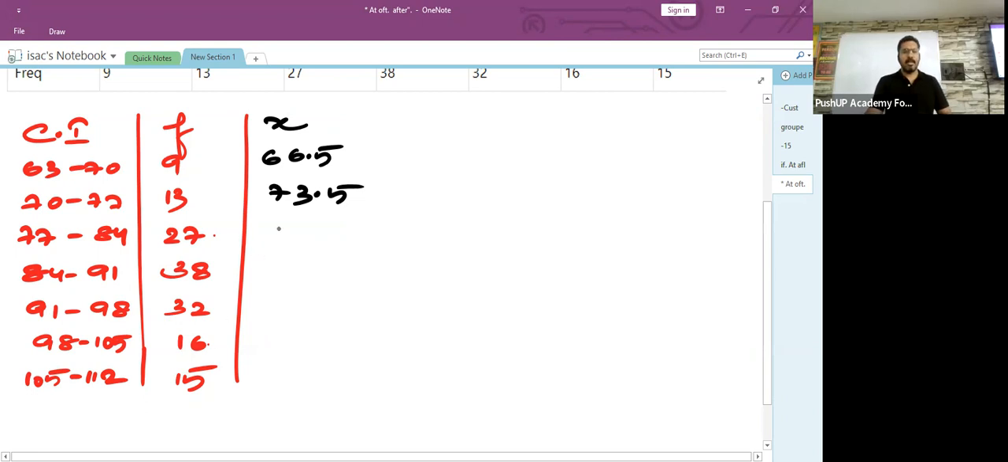What is it here? 80.5. What is the mid value of 84 and 91? 87.5. How did you get it? Find the difference, 7. 7 by 2 is 3.5. That is going to be common for all the class intervals, isn't it? So just add 3.5 to 84. You get 87.5. Similarly, add 3.5 to 91.